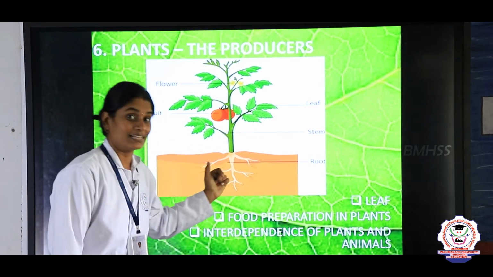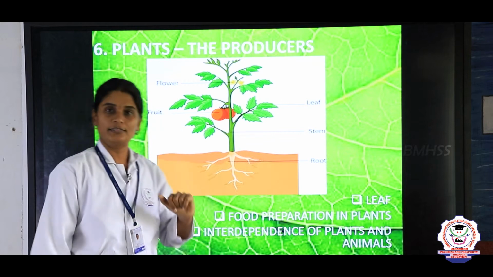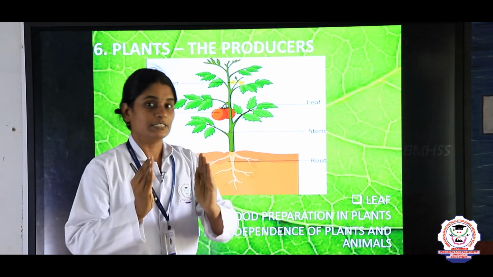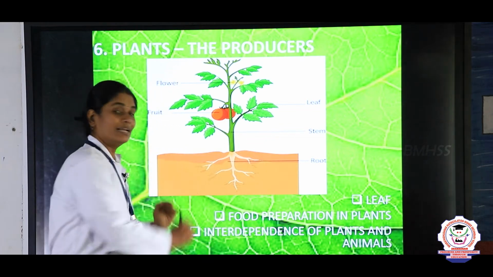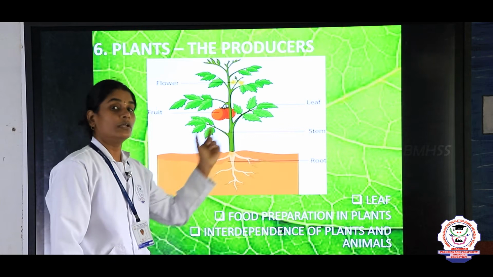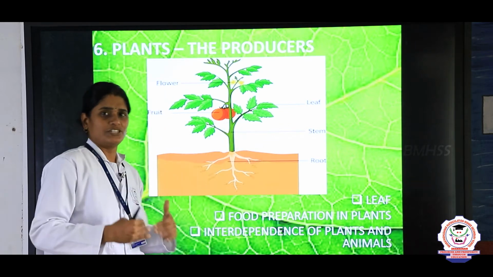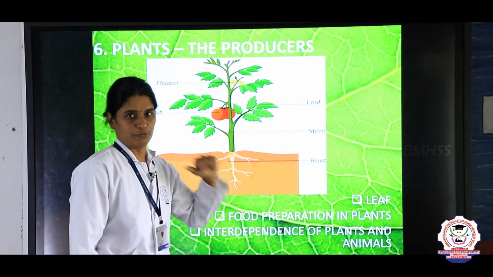In your 6th lesson, the topic is plants, the producers. I hope you are aware of the first part, in which we saw that the leaf prepares the food. Now, in this session, we are going to see how the leaves prepare their food.